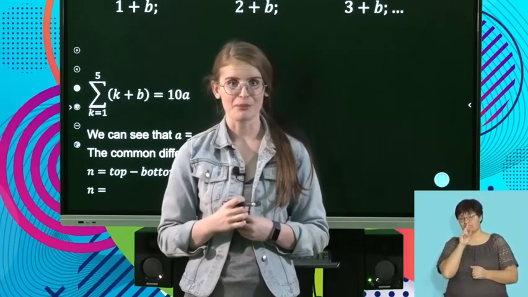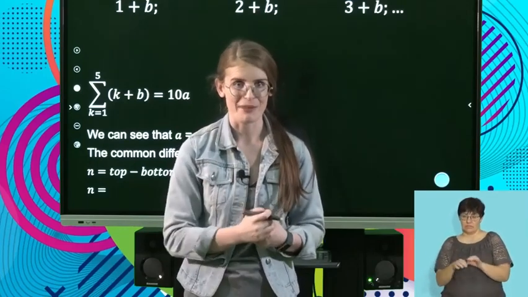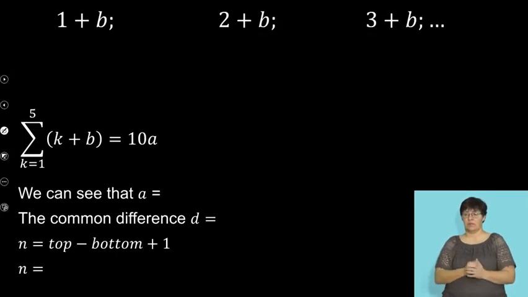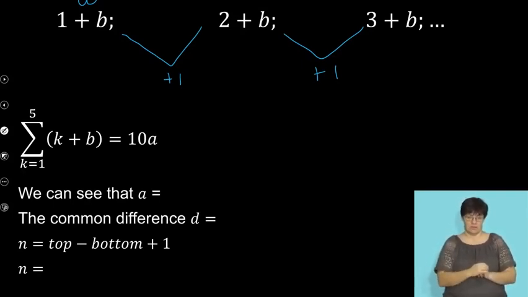So let's look at the board behind us, and we're going to confirm the value of A as well as the value of D. Let's go back to the board. So we can see the term 1 has a value of 1 plus B, and this is my A. Then we can see that there is a common difference of positive 1 between these terms, because the B remains the same, except we've now moved from 1 plus B to 2 plus B to 3 plus B. So there's been a common difference of positive 1 for each of these terms. So we know that A is 1 plus B, and the common difference is positive 1.